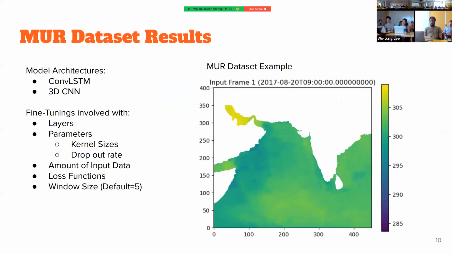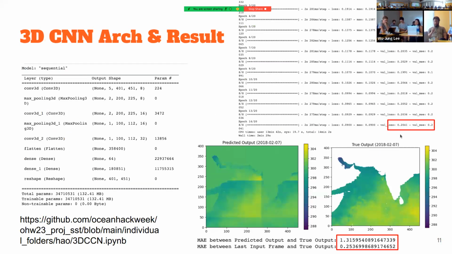Based on this result from ERA5 data, we wanted to use higher resolution data from satellites. We used the convolutional LSTM model, and the Australian folks did a 3D convolutional neural network. Here you can see the result from the 3D convolutional neural network. As you can see, there are some problems with post-processing data, so the MSE between predicted output and true output is relatively high.